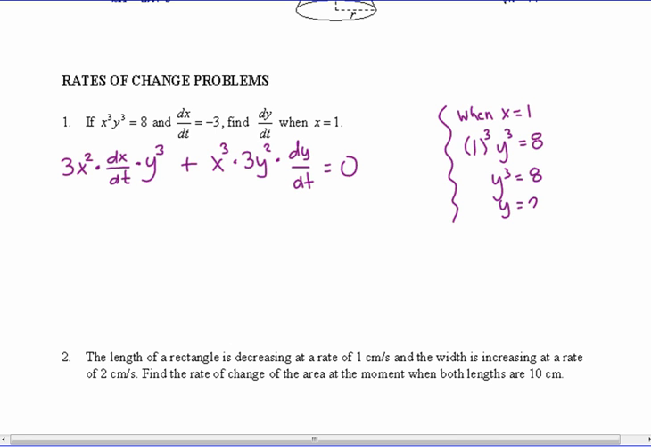You would never have, say it was y squared, you would never have y, it would be positive or negative 2. Oh, no. No.